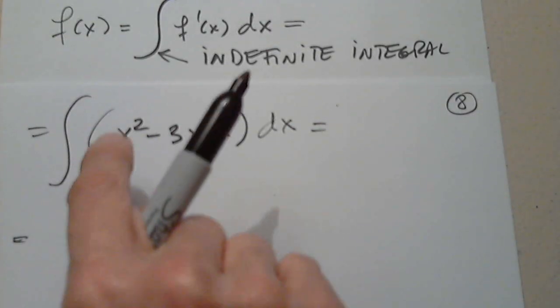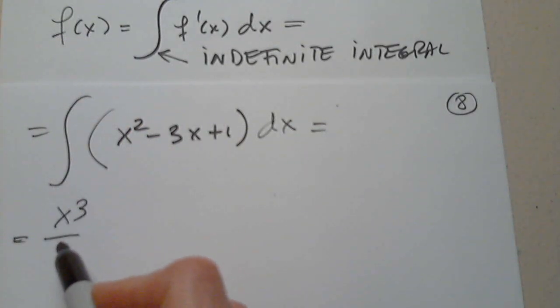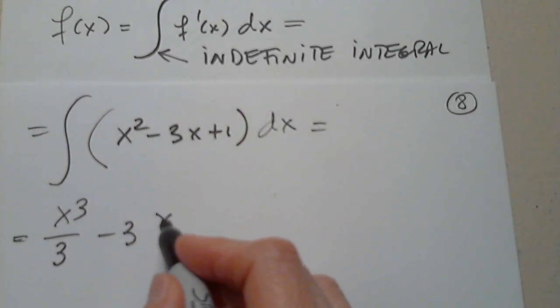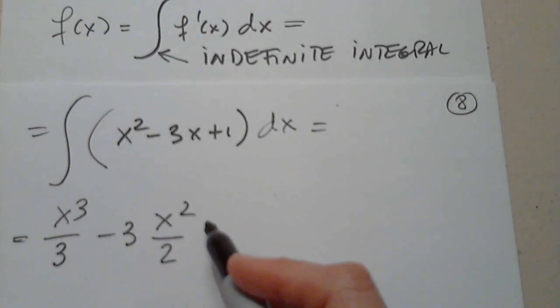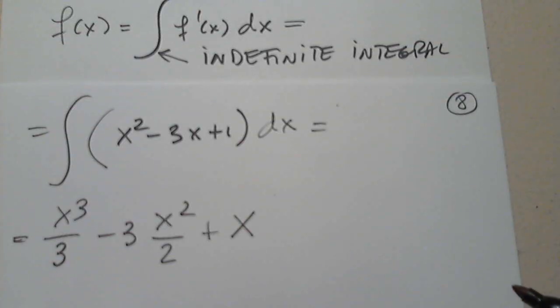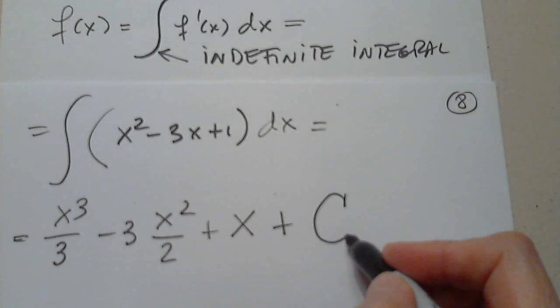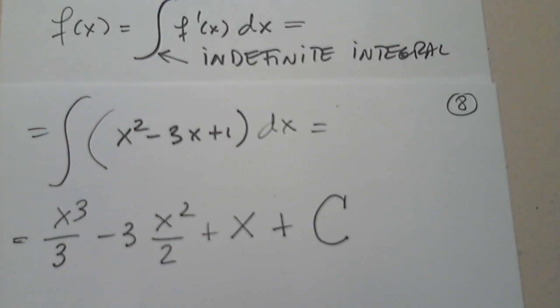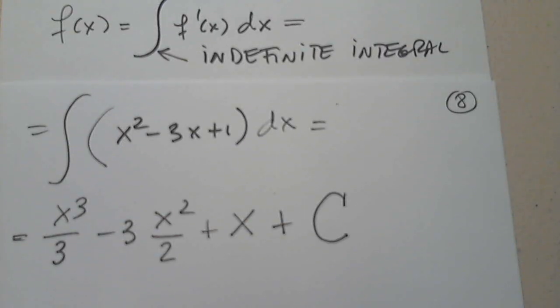Which function prime is x squared? It's still x cubed over 3, minus 3 times, which function prime is x? As we calculated, x squared over 2, plus which function prime is 1? Of course, we already know it's x, plus, and I can never forget, c, because we are looking for the most general antiderivative. It's a family of functions. Infinitely many functions have the same derivative. Why? Because c can be anything.